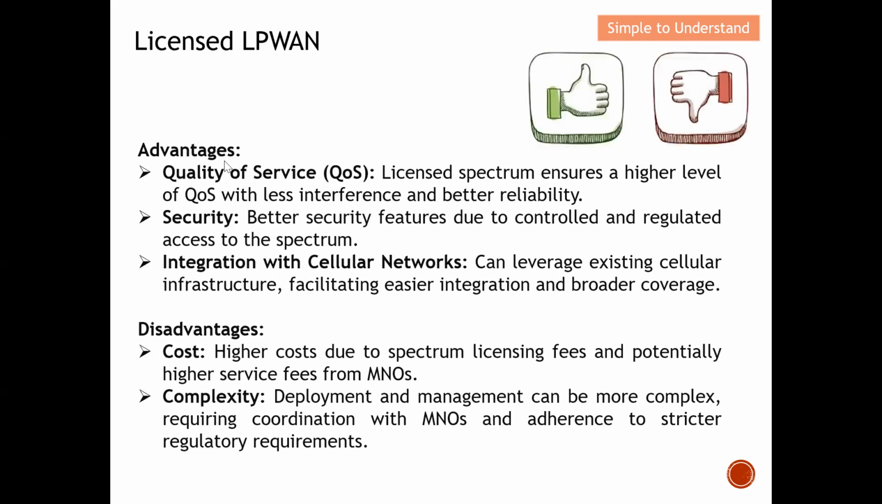Again, let's quickly go through the advantages and disadvantages of licensed LPWAN. Licensed LPWAN has some form of QoS, which means that they can offer a certain quality of service. Because the licensed spectrum ensures a higher level of QoS, with less interference and better reliability. In short, in terms of whether you are able to send the message over, for licensed LPWAN you can be assured because they can guarantee some form of quality of service.